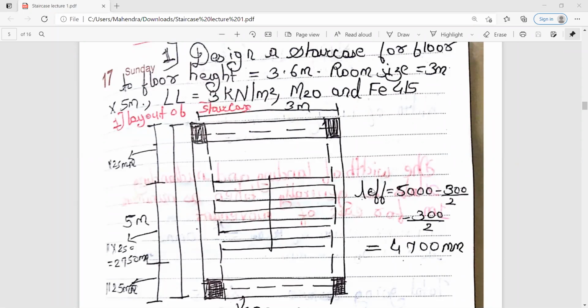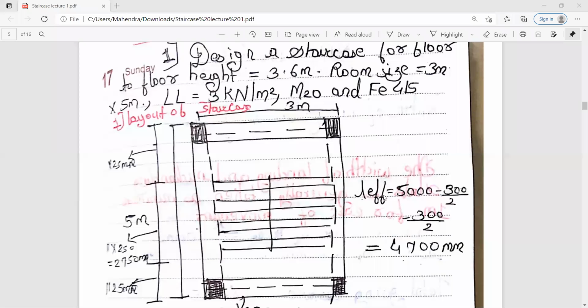As you can see in this particular diagram, this is nothing but the layout of the staircase. So your staircase room size is 3 meter by 5 meter. So 3 meter is the width and this 5 meter is the total length of the staircase. And this 1125 is nothing but the landing or mid landing distance. And this 2750 is nothing but the going distance, that is the net horizontal distance of the staircase.